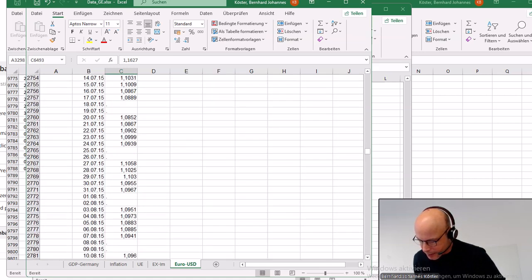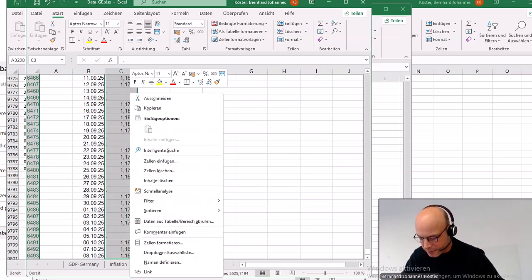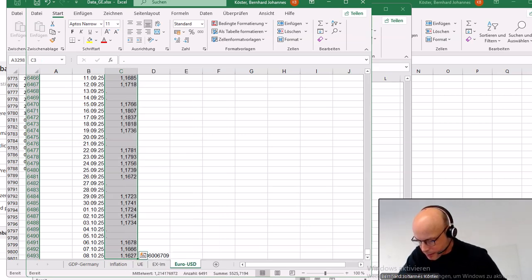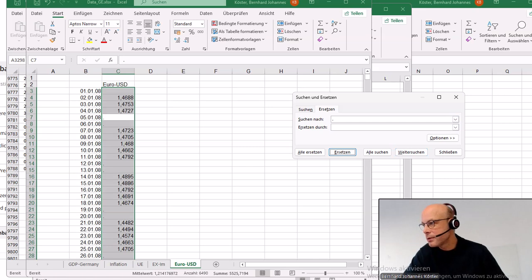What we also have here, I have some dots within my data file. So I want to get rid of this. Control H. This is the dot. And just deleting all these dots, because otherwise you cannot represent the data carefully in a diagram.